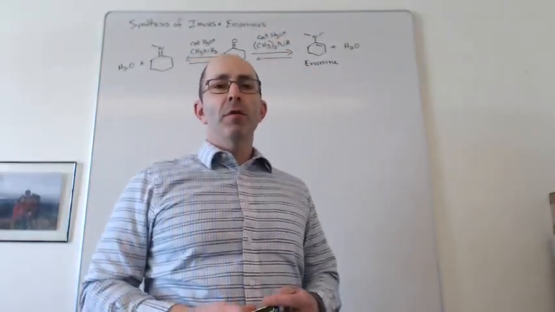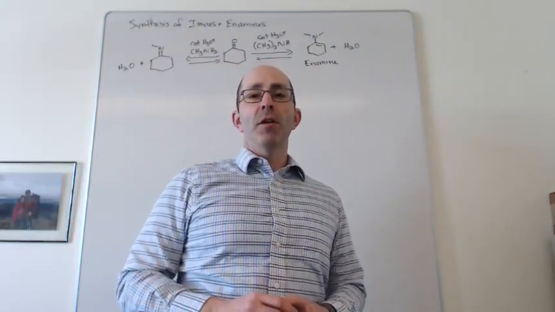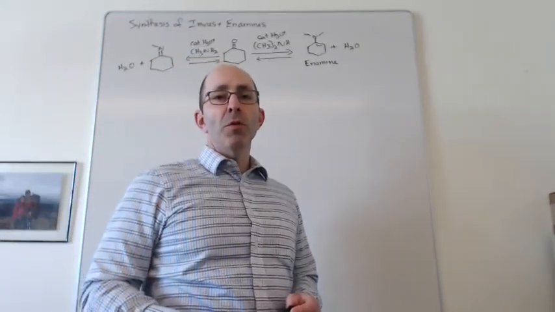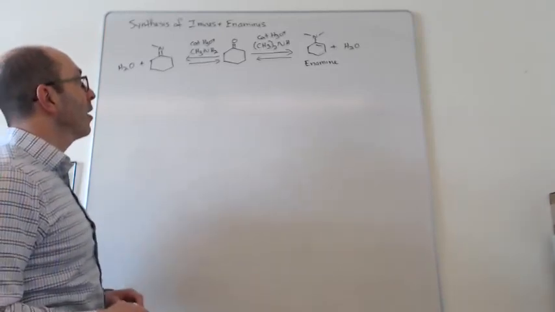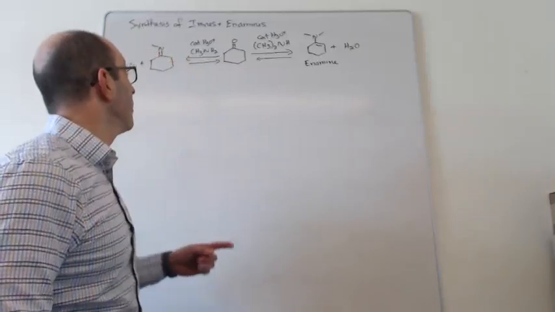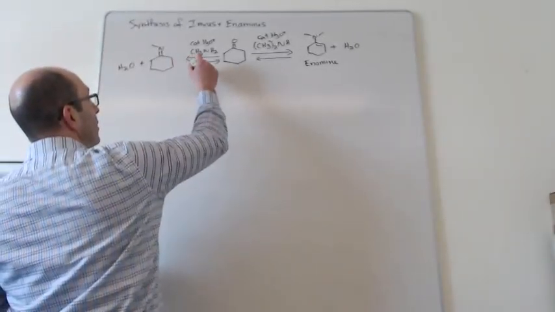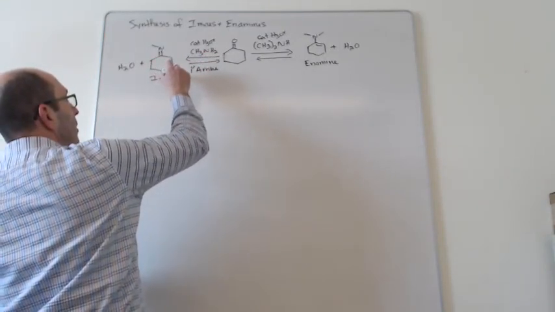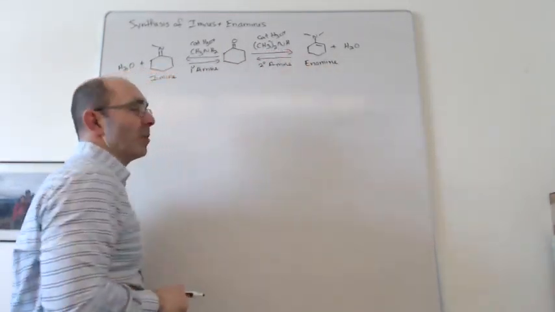Hello, I want to talk in this video about the formation of imines and enamines using an addition elimination mechanism of a primary or secondary amine to a ketone or an aldehyde. So I've got cyclohexanone up here on the board reacting with either methylamine or dimethylamine. Primary amine is going to give us an imine. So this is our primary amine going to form an imine, and our secondary amine going to form an enamine.